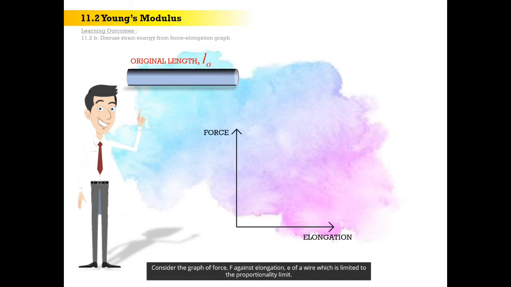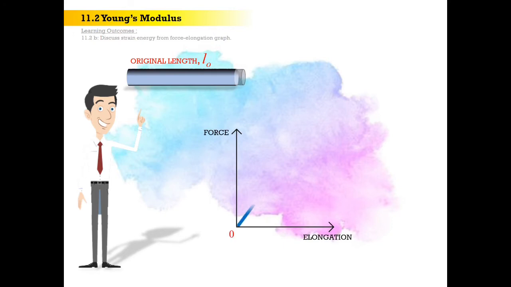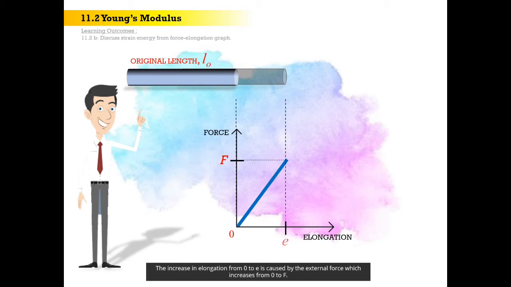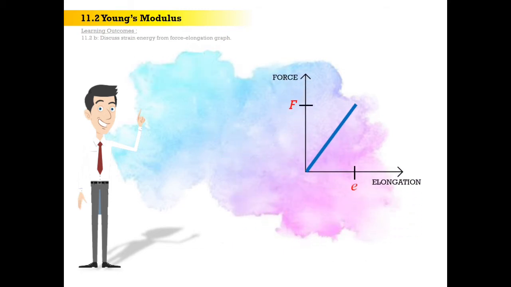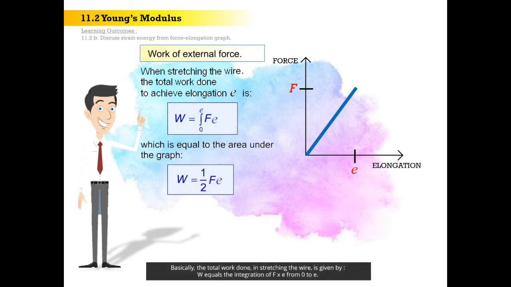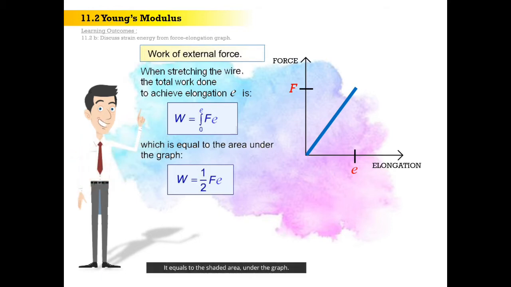Consider the graph of force against elongation of a wire, which is limited to the proportionality limit. The increase in elongation from 0 to e is caused by the external force, which increases from 0 to F. Basically, the total work done in stretching the wire is given by W equals the integration of F de from 0 to e. It equals the shaded area under the graph.